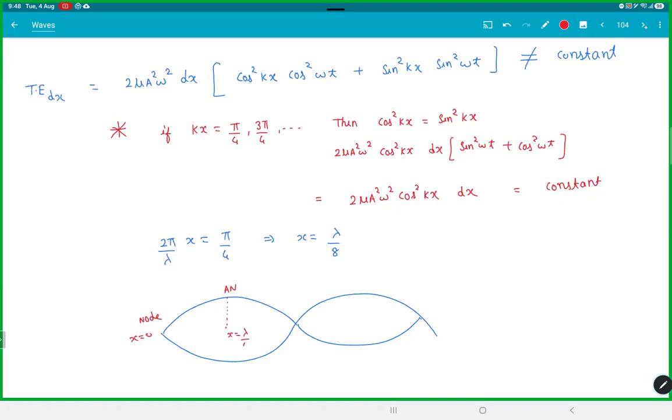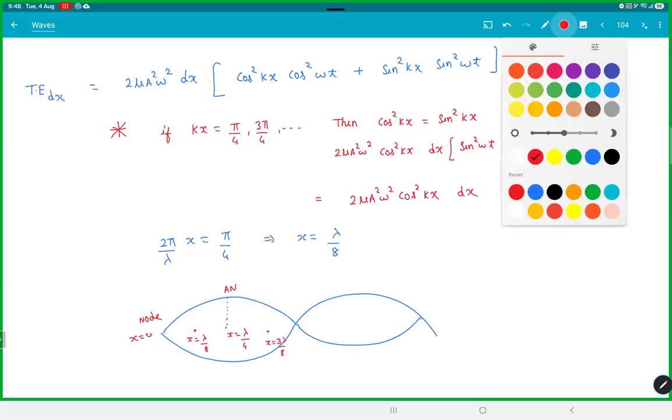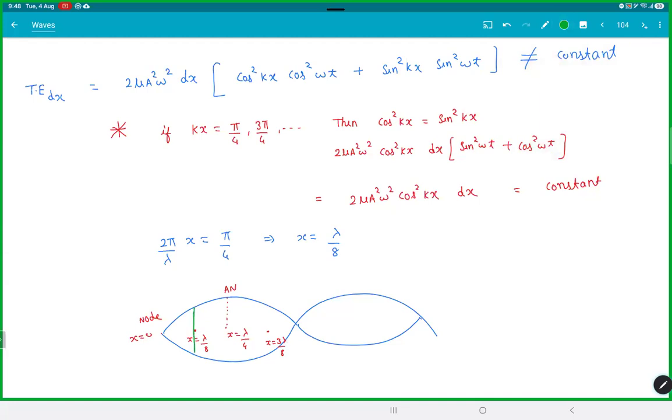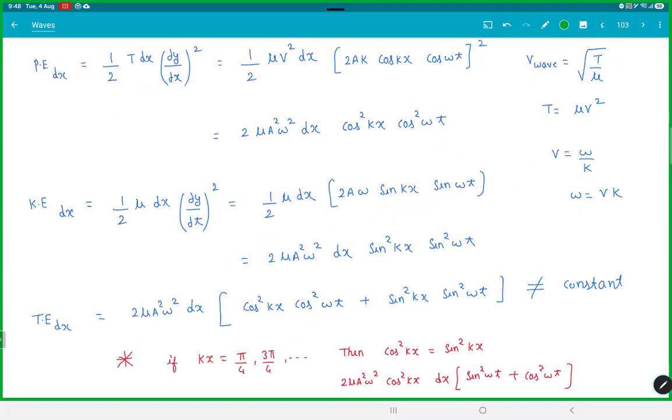This is x is equal to lambda by 4. This point here, lambda by 8. This point here, 3 lambda by 8. So these points have constant energy. These are special. No other point has a constant energy. But if you take a small segment at these positions, you have a constant energy. So that is the total energy for a segment. So far clear?